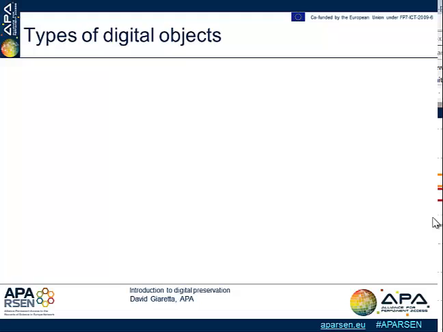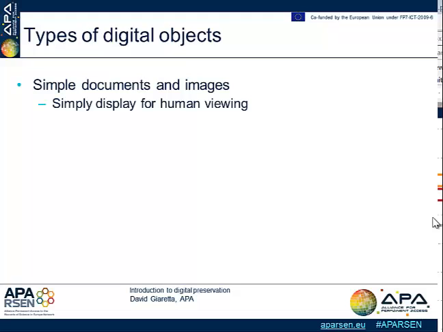So that's one thing, but digital objects are more complicated than people tend to think about, because we all tend to live in dealing with familiar objects. Many of those are simple documents: Word, PDF, images, so GIF, JPEG, and really they're meant to be just displayed for human viewing.